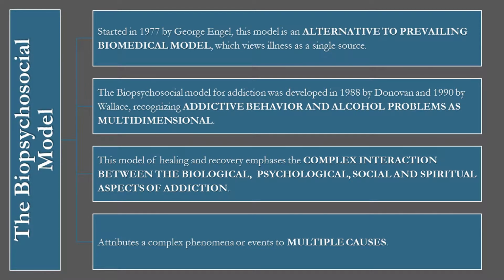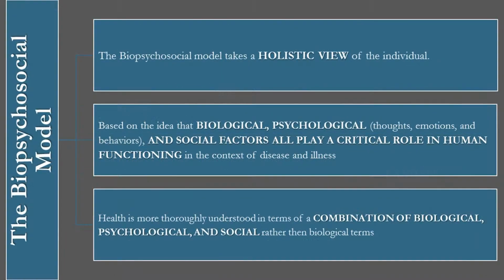This model of healing and recovery emphasizes the complex interaction between the biological, psychological, social, and spiritual aspects of addiction. It attributes a complex phenomenon or events to multiple causes. This model takes a holistic view of the individual, based on the idea that biological, psychological, and social factors all play a critical role in human functioning in the context of disease and illness, and that health is more thoroughly understood in terms of a combination of biological, psychological, and social factors rather than simply biological terms.